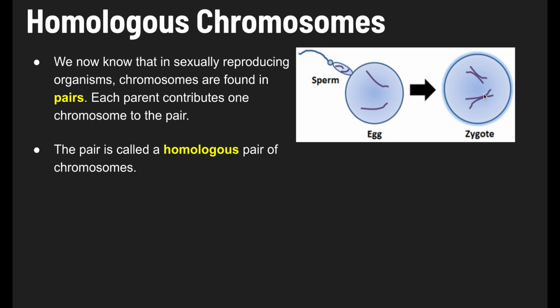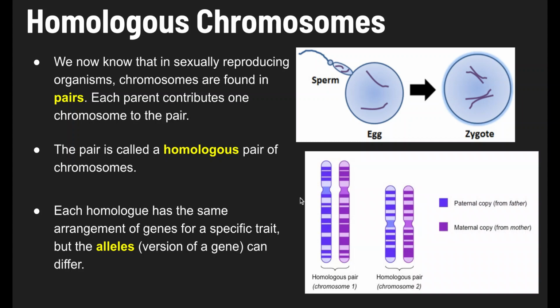And the pair is called a homologous pair. So this is a homologous pair, and this is a homologous pair. Now, each member of that pair we call a homologue. So each homologue has the same arrangement of genes for a specific trait. So you'll notice this is a homologous pair. They're different colors because one of them comes from the father and the other comes from the mother.